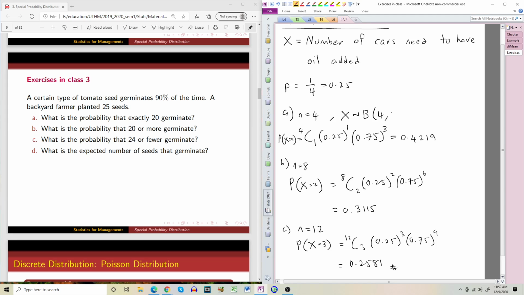This one would be 0.25. This one would be 8, 0.25, and this one would be 1. This statement you can write, or you don't want to write also, no problem. Okay.